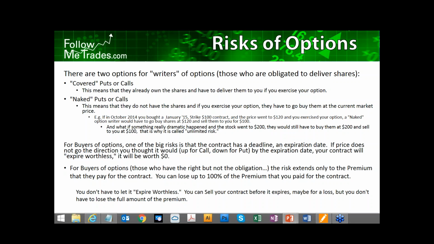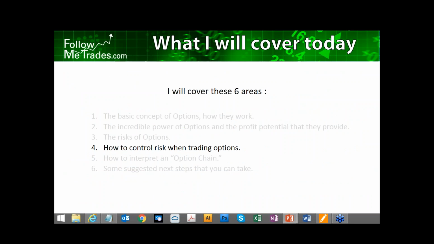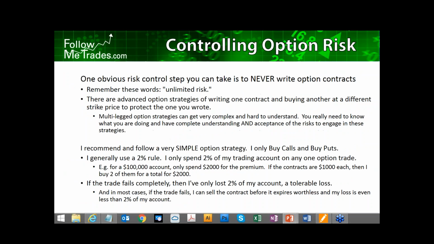And for hedging, that's right. So if you have a position and you don't want to take a loss if it goes down or whatever, you can use option strategies to protect your position. That's called hedging. Those are pretty advanced topics, and you really, really have to understand them before you try and do it. So how do you control risk when you're trading options?